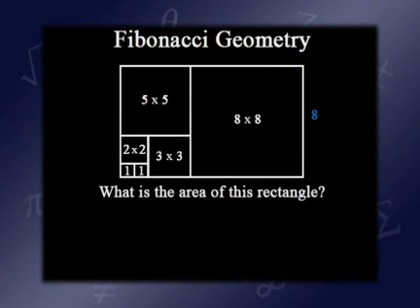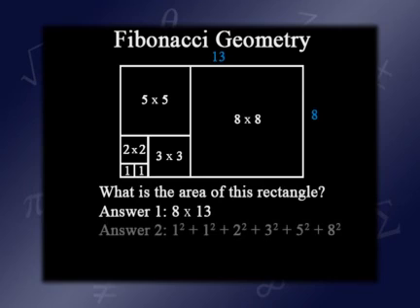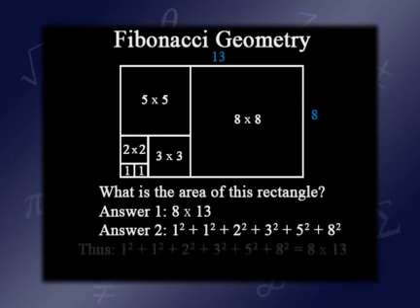And what's the top length? The length of the line on top is 8 plus 5, which is 13. So the area of that rectangle is 8 times 13. On the other hand, you could calculate the area of that rectangle by adding up the areas of all the individual squares. So we have a 1 by 1 square, another 1 by 1 square, a 2 by 2, a 3 by 3, a 5 by 5, an 8 by 8. So the sum of those areas is 1 squared plus 1 squared plus 2 squared plus 3 squared plus 5 squared plus 8 squared, which is 8 times 13.